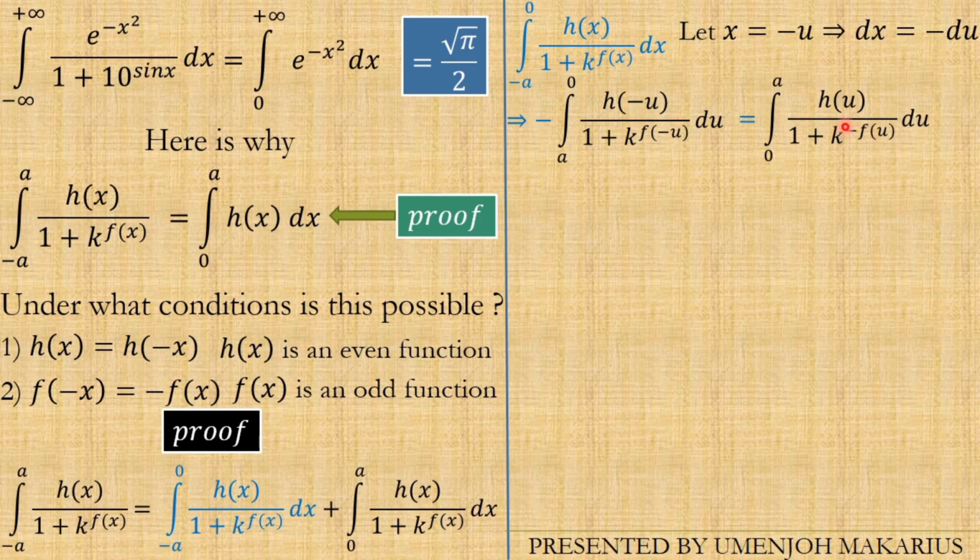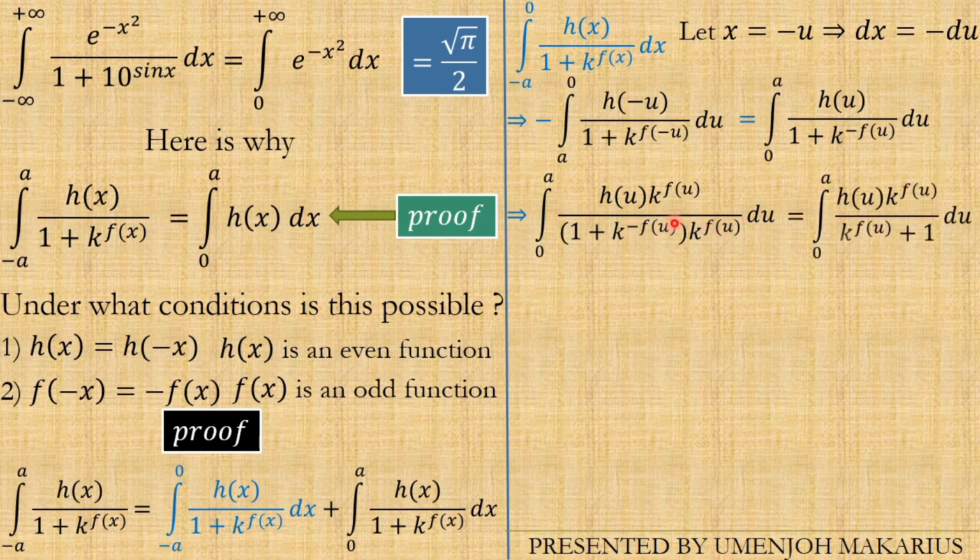All right, so in this case, friends, if you multiply top and bottom by k raised to the power f of u, we are therefore just going to have h of u times k raised to the power f of u over 1 plus k raised to the power negative f of u, times k raised to the power f of u. Great. By so doing, k raised to the power f of u multiplies here, and since they are both inverses, it gives us simply 1.